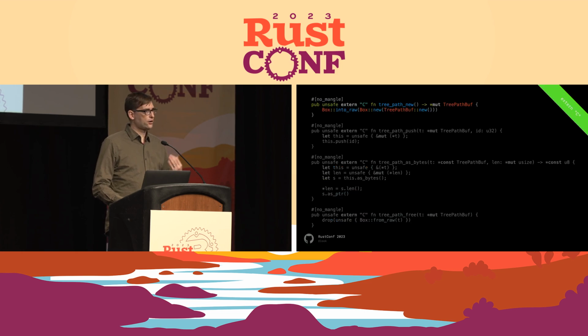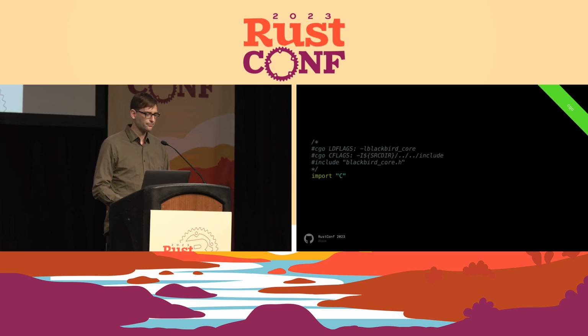So then we have our extern C wrapper. So we have a function to create a new tree path. We have one for pushing an ID onto it. We have a function for getting the bytes out of it. And because this is C, we need a way of getting rid of it. So we have tree path free to drop the memory.